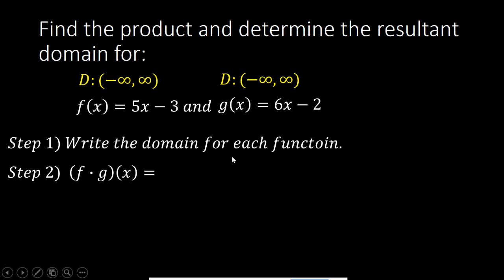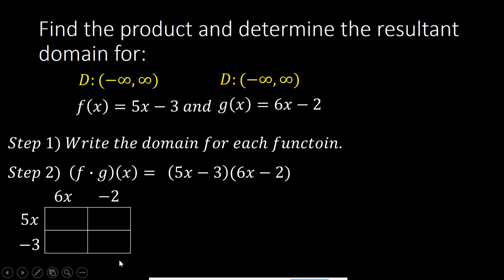So let's bring these both down into a multiplication problem. And you've got 2 options. Of course, you could FOIL this: first, outer, inner, last. Or I'm going to show a table just in case it's not just a binomial times a binomial. So I'm going to set that up in a table, where I put my 5x, my -3, my 6x, my -2. And I can just multiply. 5x times 6x is 30x squared. 5x times negative 2 is negative 10x. Negative 3 times the 6x is negative 18x. And negative 3 times negative 2 is positive 6.